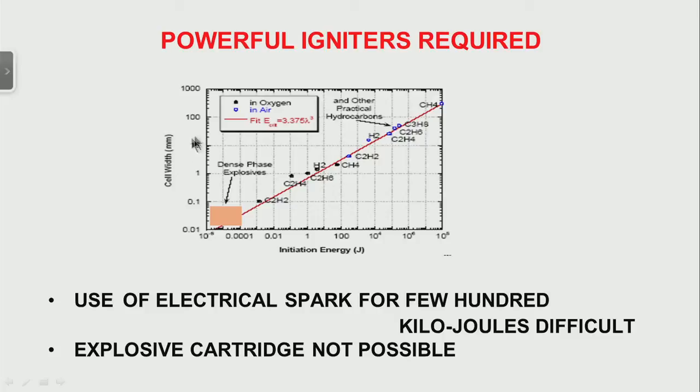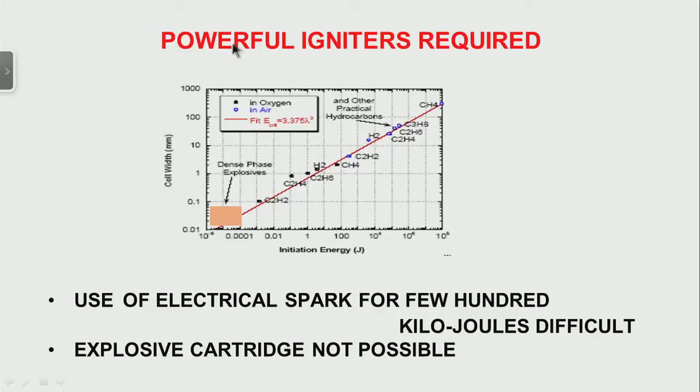Therefore, for different substances, this figure gives the initiation energy plotted on the x axis as a function of cell width, the characteristic size of a detonation, which is plotted on the y axis. This curve also tells us what we discussed in the last class, namely the initiation energy required is very much greater than the energy required to form a flame, which was all in terms of millijoules. Now we are talking of kilojoules and megajoules.